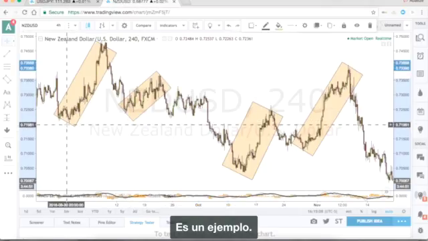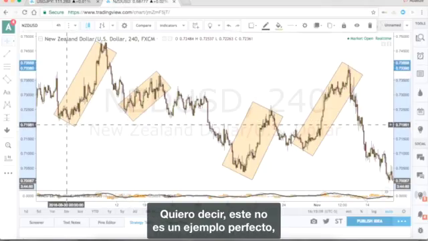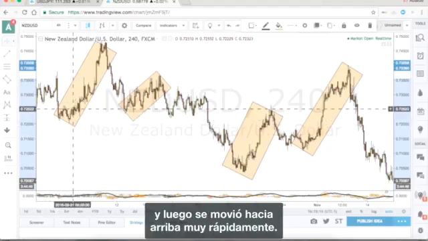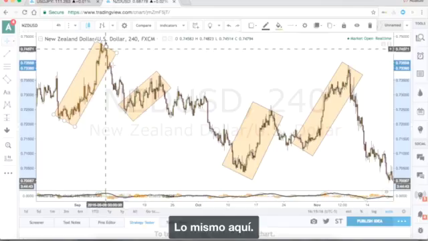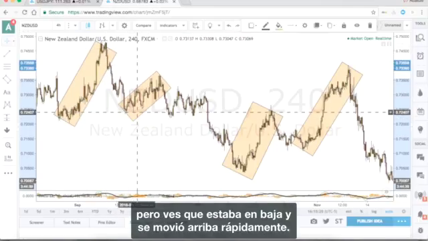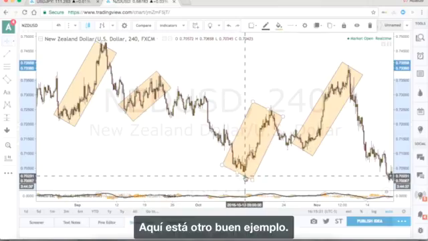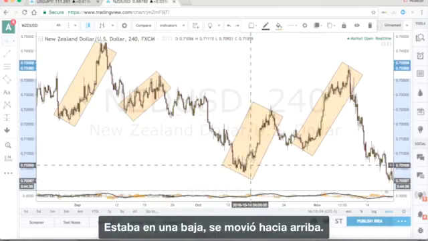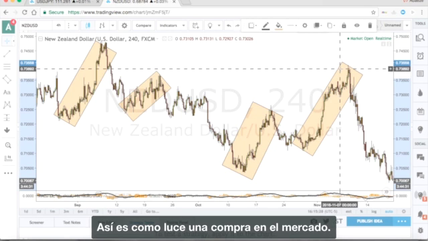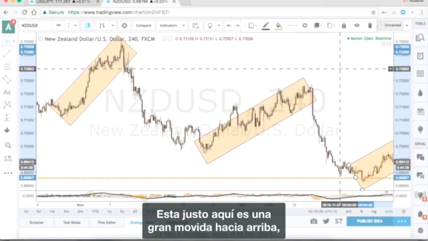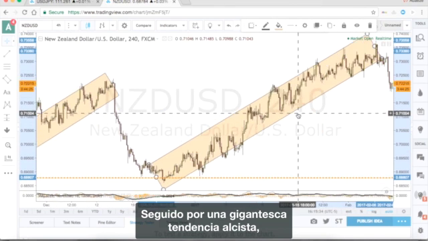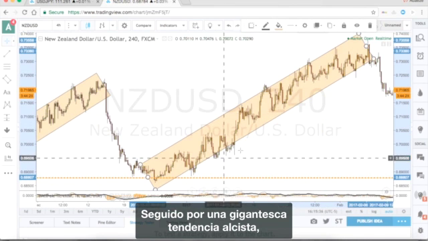It's an example. This is not a perfect example, but you can see that the market was at a low and then it moved up very quickly. Same here. This is really more of a consolidation, but you see what was at a low and it moved up quickly. Here's another good example. It was at a low, moved up. This was at a low, it moved up. So this is what a buy looks like in the market. This right here is a very big movement to the upside, followed by a huge up trend.